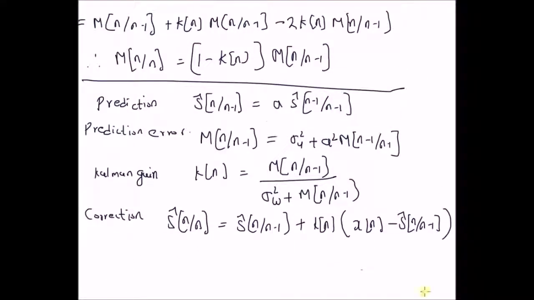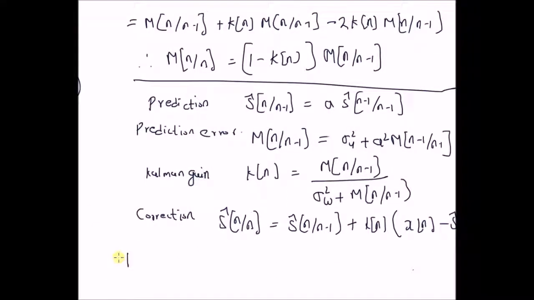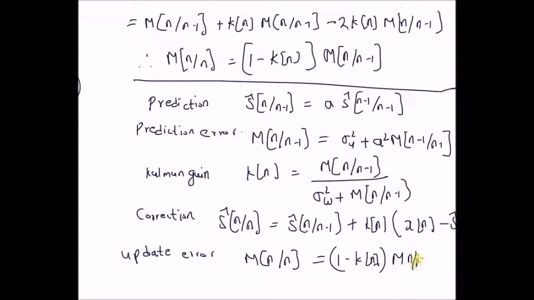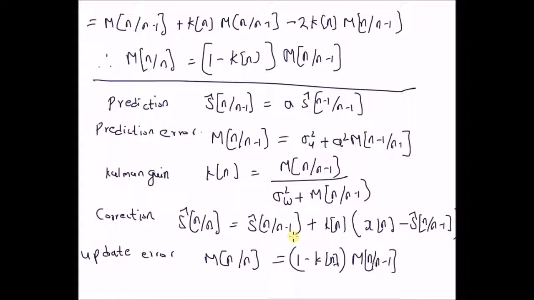And finally we have the update error, that is M of n given n, which is equal to 1 minus Kalman gain multiplied by the prediction error, which is 1 minus k of n multiplied by the prediction error M of n given n minus 1. These 5 equations basically constitute the scalar Kalman filter. Thanks for watching.